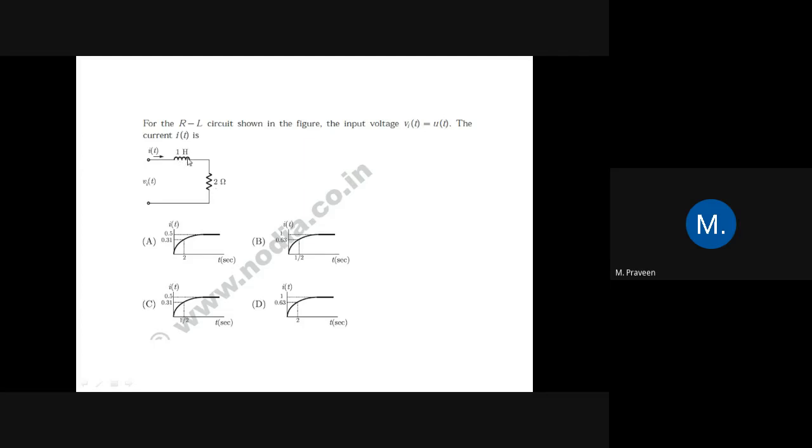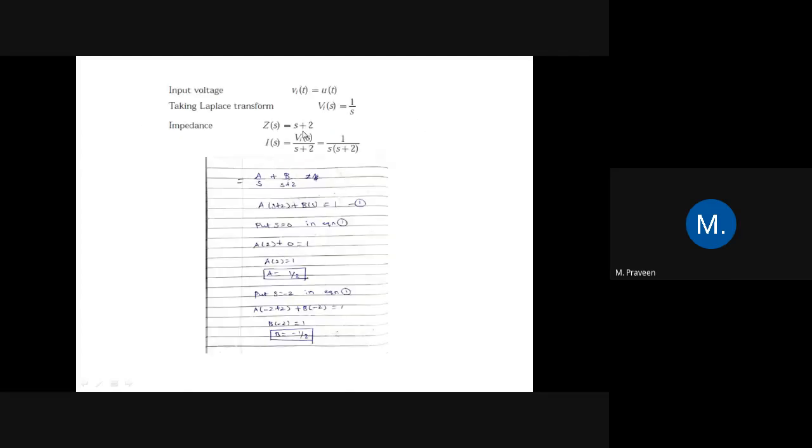Both elements, the inductance and the resistance, are in series. Both being in series means we have to add the resistance and the inductance. Therefore, the overall impedance is S plus 2. S is the S-domain form of the inductance, since L is 1, and the resistance is 2. It is a plus because both elements are in series. Therefore, S plus 2 is the overall impedance.